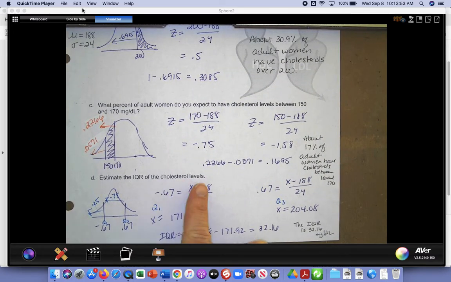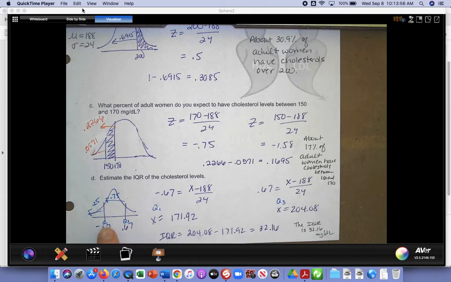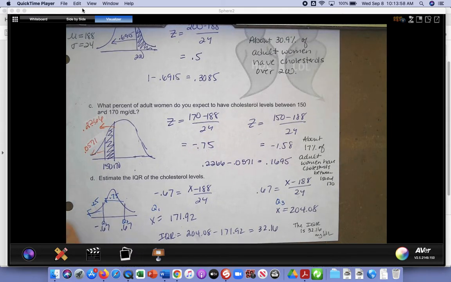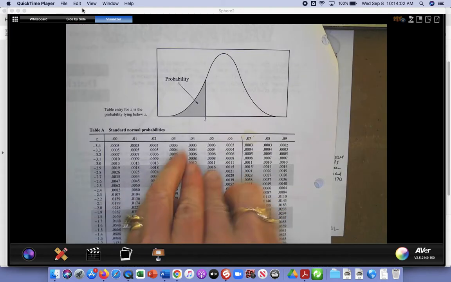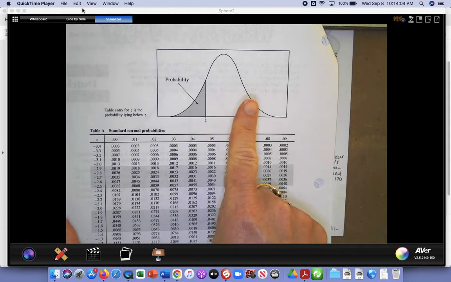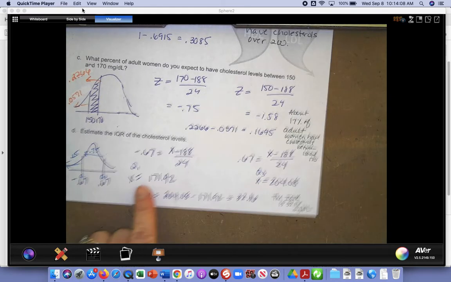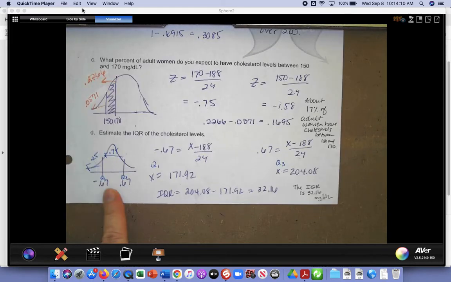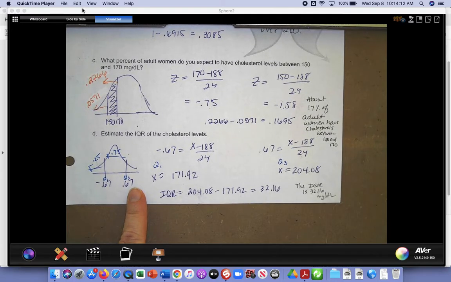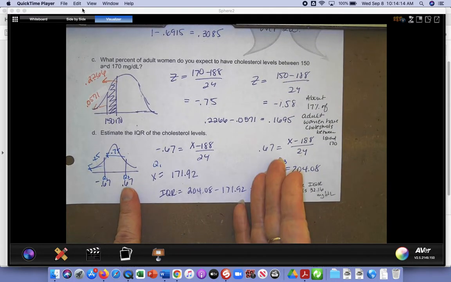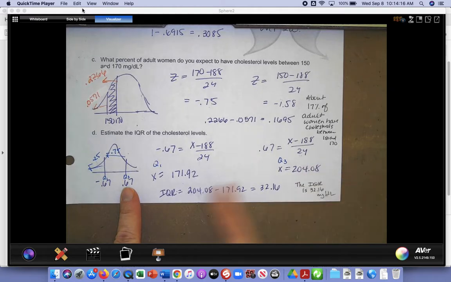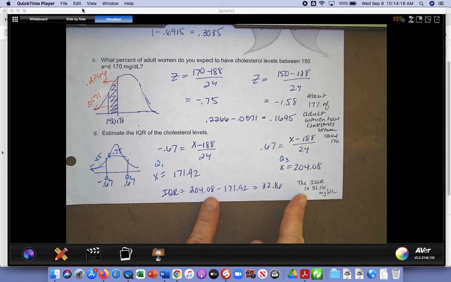Estimate the IQRs. So we did a problem like this yesterday. So Q1 has 0.25. That is an area. So I'm looking at the area here and I'm going back out to find the z-score. So I get negative 0.67 for this one. Q3 has 0.75 to the left of it. I get positive 0.67. I've solved those ones, subtracted. There's my IQR.